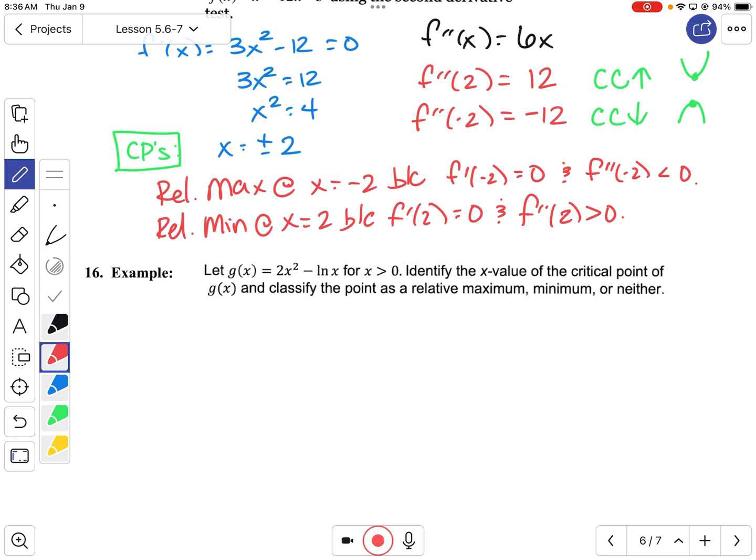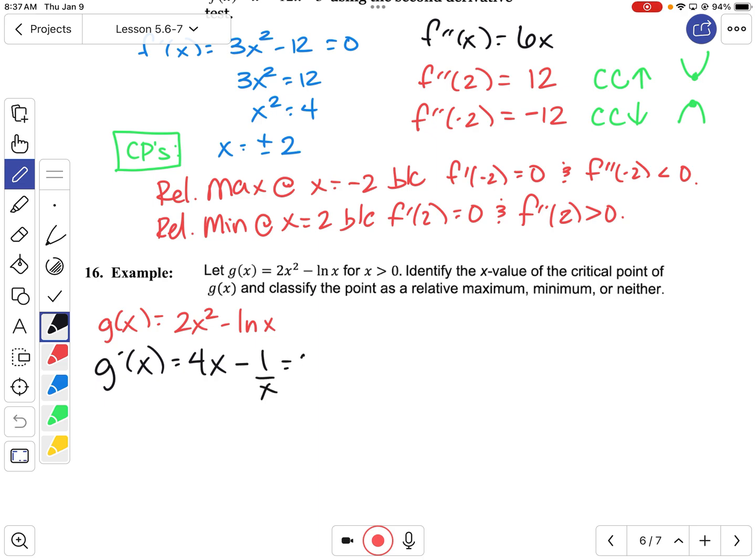All right, where are we stuck at? Okay. What should we do first? Yeah, let's take the derivative. It's asking for the critical point. Okay. So let's take a derivative. We know g of x is equal to 2x squared minus ln of x. So that's going to give me g prime of x is going to equal 4x. What's the derivative of ln? Good, 1 over x. So we're going to set it equal to 0.